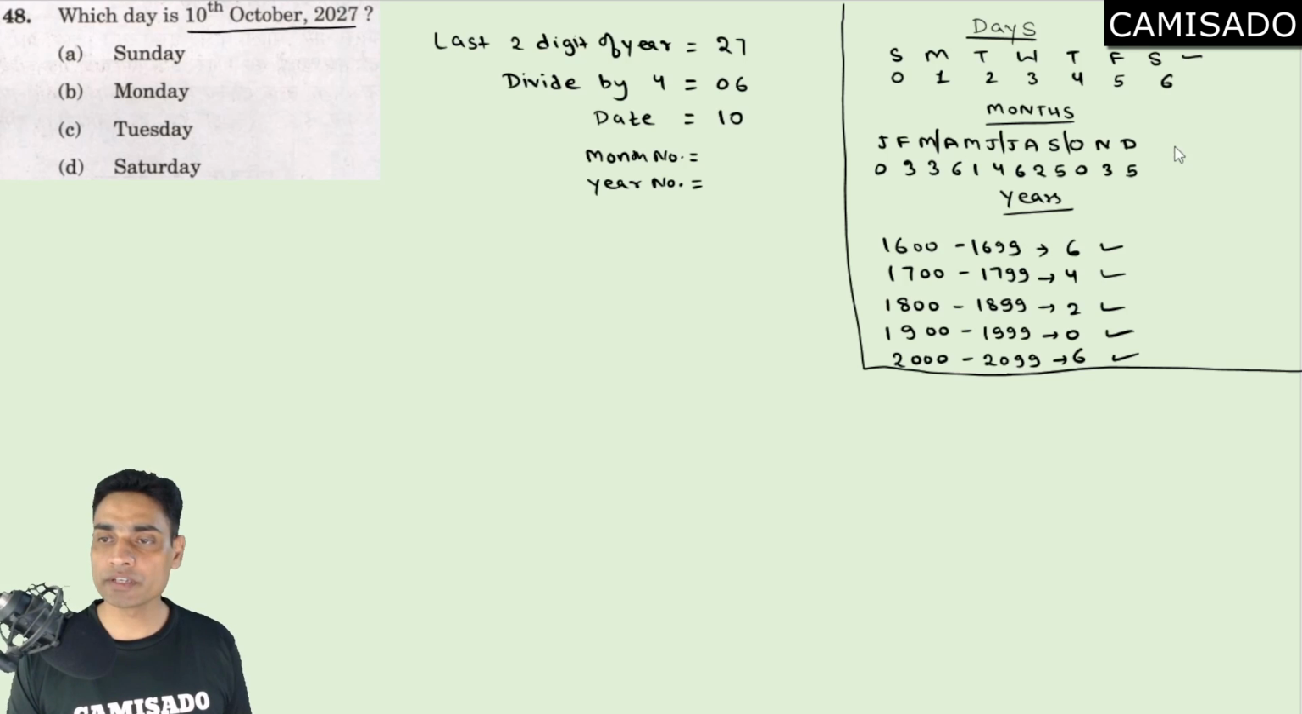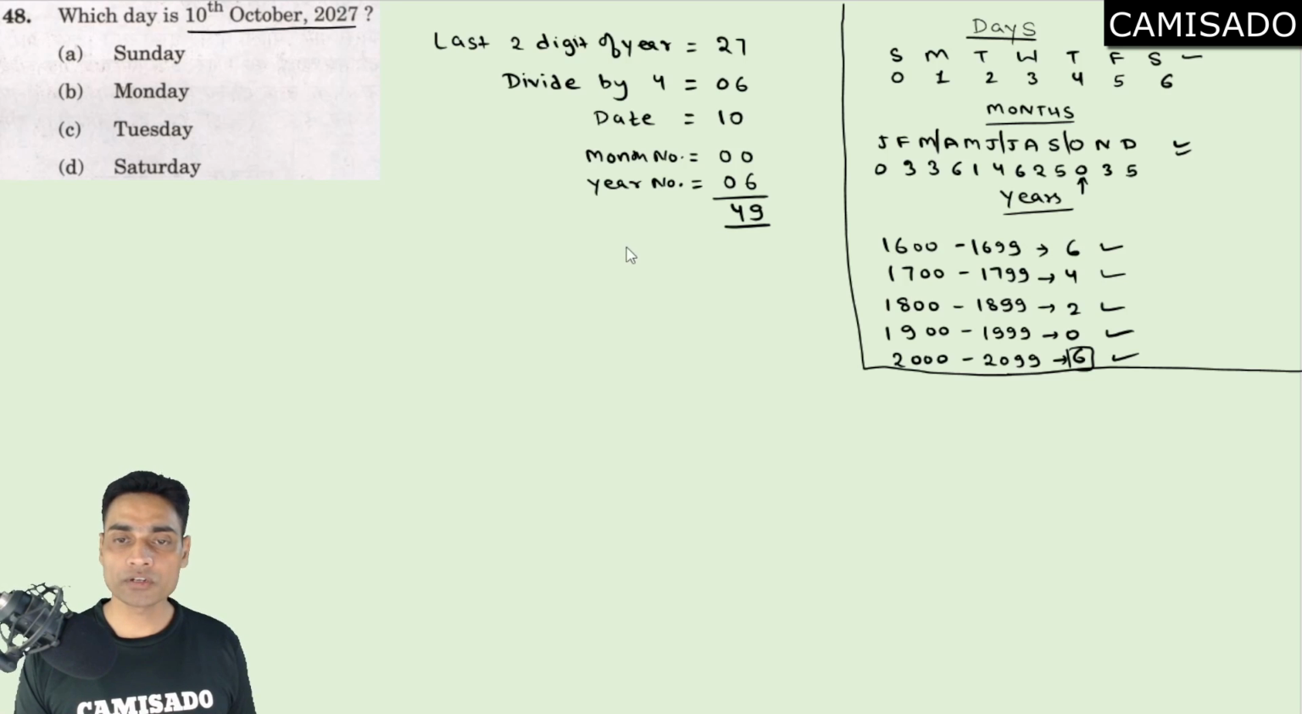Now October we can see here. October has the code 0. So 0. Year number is 2027. It lies within the range of 2000 and 2099. So you have to take 6 as a value. So 06. Now add all these together, 27, 06, 10, 00 and 06, and the result is 49. Now what we have to do in the last step is divide 49 by 7. 7 7s are 49, remainder is 0, and this will give you the day. So look at the days. 0 is for Sunday, so the day is Sunday.